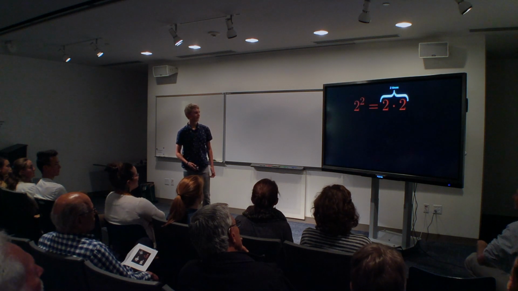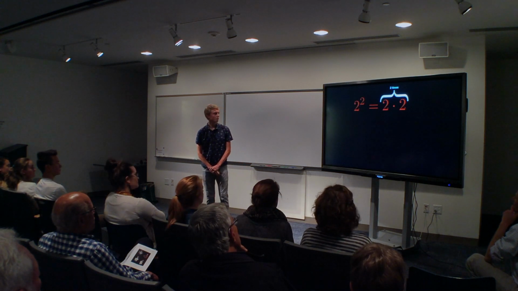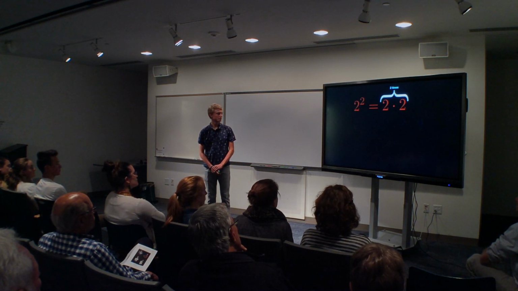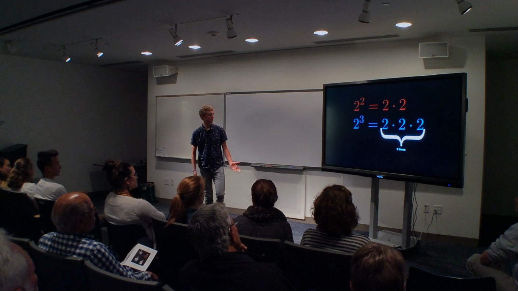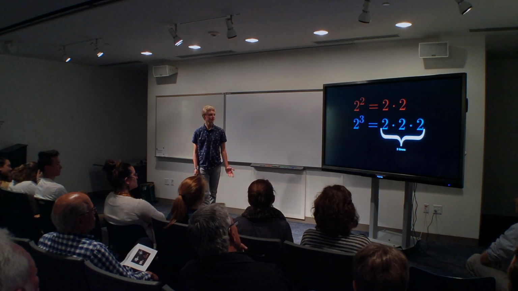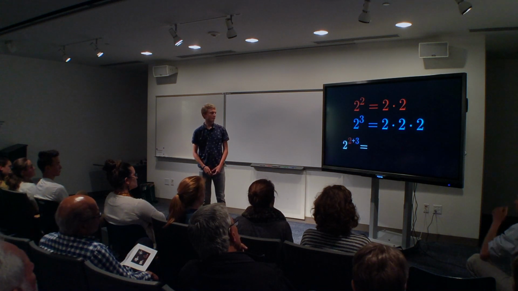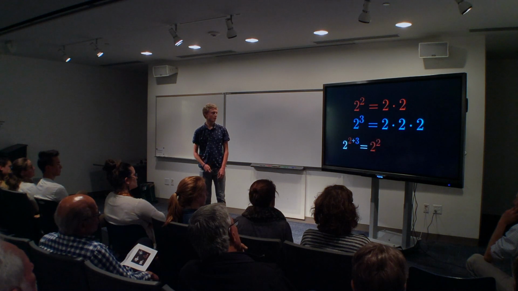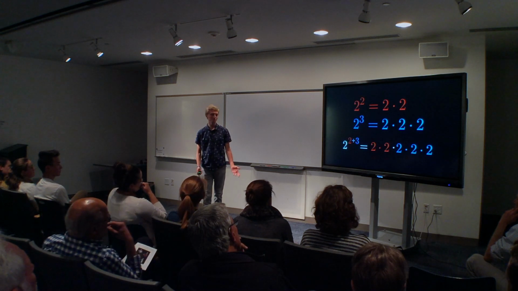Okay, so 2 squared, that's 2 times itself 2 times. We can also look at 2 cubed, which is 2 times itself 3 times. What happens if we have 2 to the 5th? That's 2 to the 2 plus 3. And that is equal to 2 squared times 2 cubed, which is also equal to 2 times 2 times 2 times 2 times 2, 2 times itself 5 times.